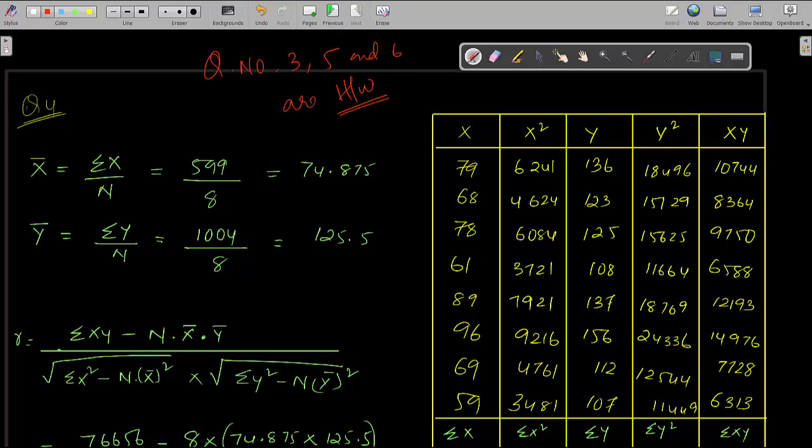Clear? So with this, we have come to the end of chapter 10. I will not be making any more tutorials for Spearman rank correlation because it is out of the syllabus for this year. So we only have one method to calculate, that is Karl Pearson's coefficient of correlation, and we just solved it now. I will be taking another topic in the next video tutorial.